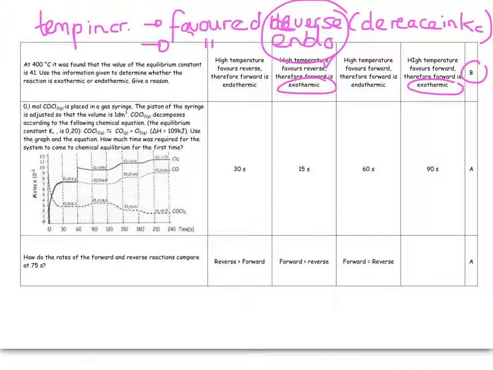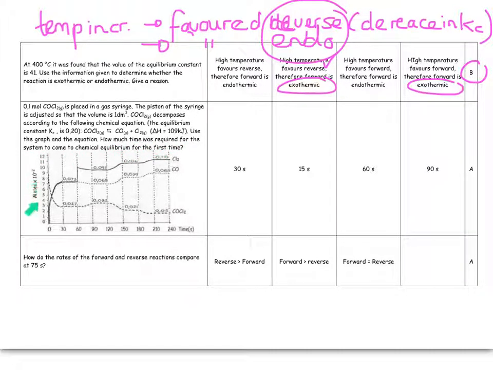Here we've got a nice little graph, and they tell me values that are placed inside, and they put a certain amount of COCl2 in, and it splits up into carbon monoxide and chlorine. My delta H value is positive. Let's see what's going to happen. Use the graph and the equation. How much time was required for the system to come to equilibrium for the first time?